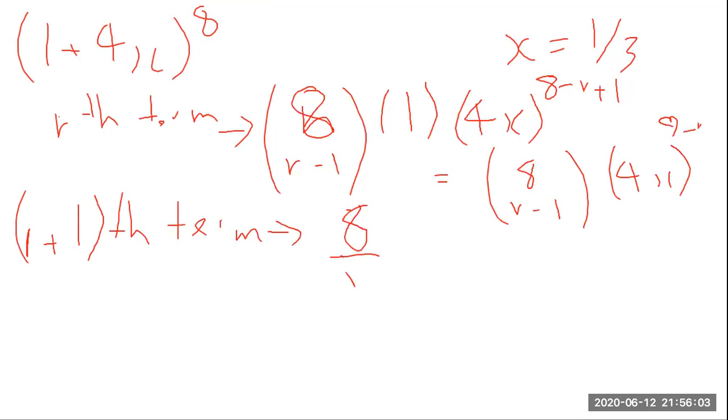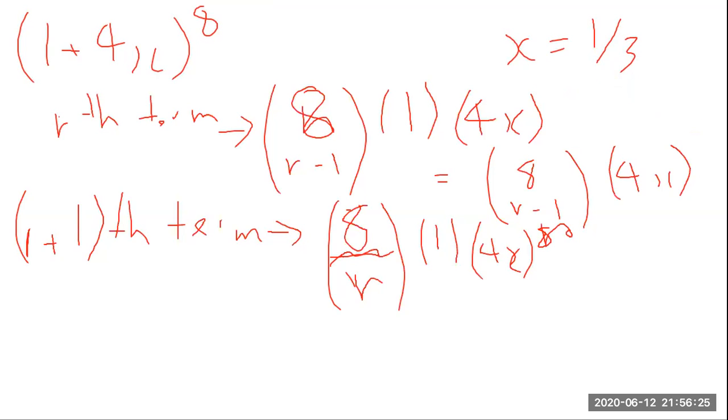8Cr, 1, (4x) to the power of r. Actually, wait. So here it's supposed to be r minus 1. Yeah.